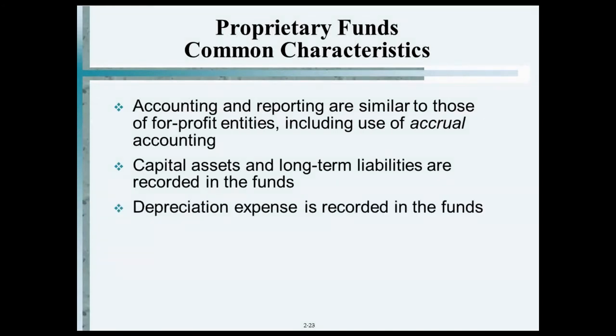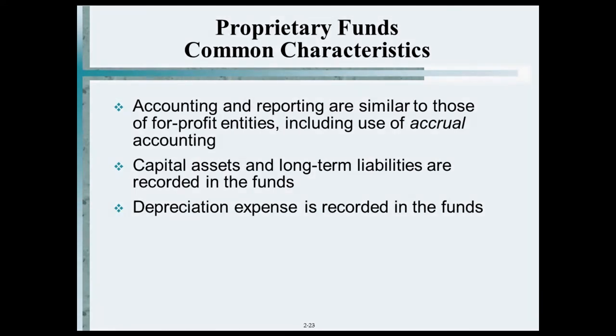And this is where depreciation is recorded in the proprietary fund. The good thing about proprietary fund is you don't have to read it. Why? Anybody says to you proprietary fund, what do you think about it? Business accounting. Everything that's applicable to business accounting is applicable to proprietary. The only exception is the internal service fund, because of the way we deal with it in financial reporting. Okay.